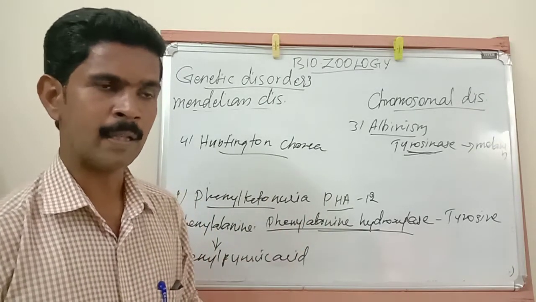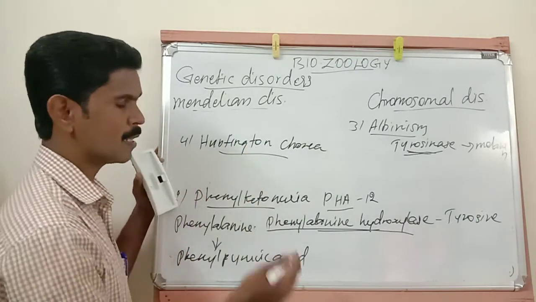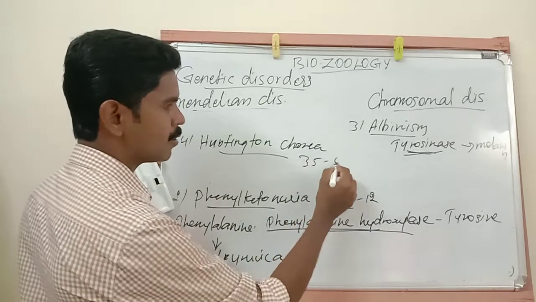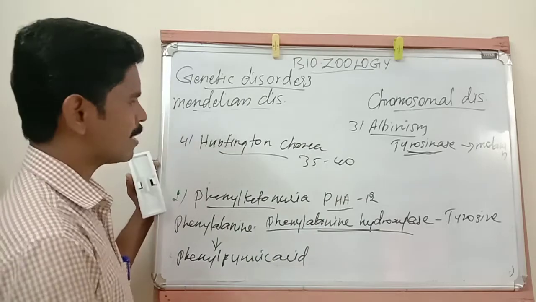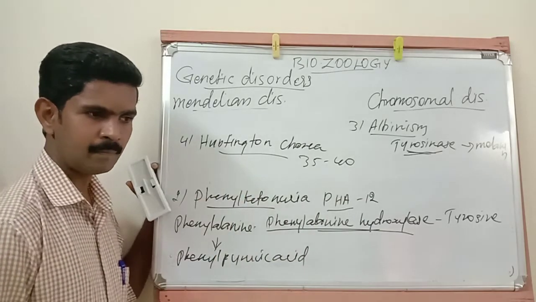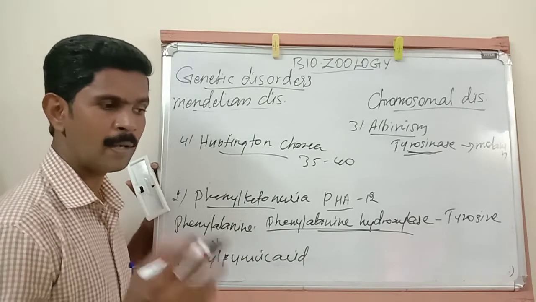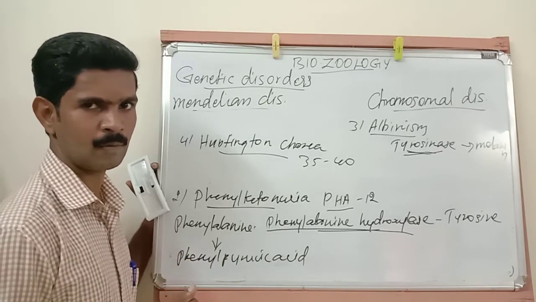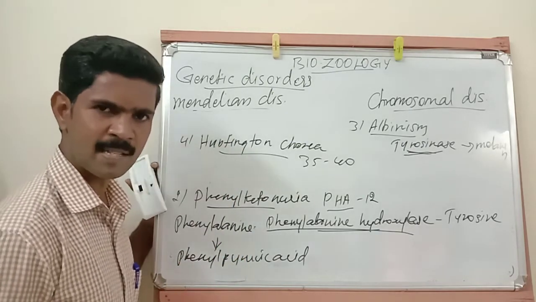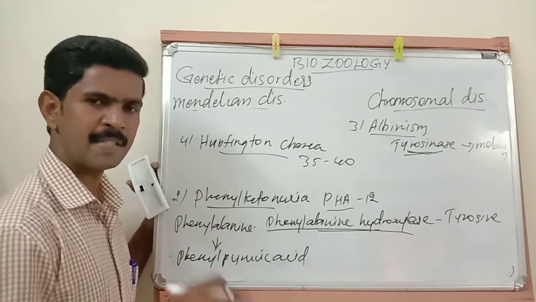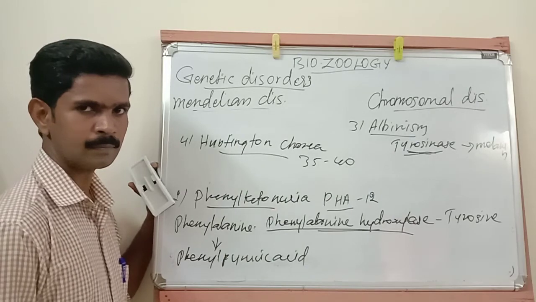If any person is affected with this Huntington disorder, that person will die between the age of 35 to 40. The main symptom of this disorder is involuntary jerking of body muscles. We cannot control it; the body is always jerking. This is the main symptom of Huntington chorea. The other symptoms are damage to the nervous system and physical and mental problems.